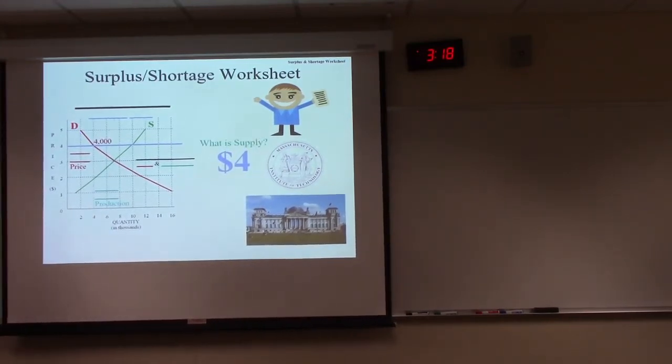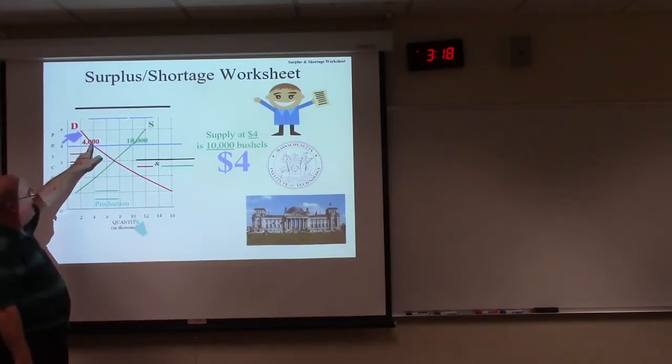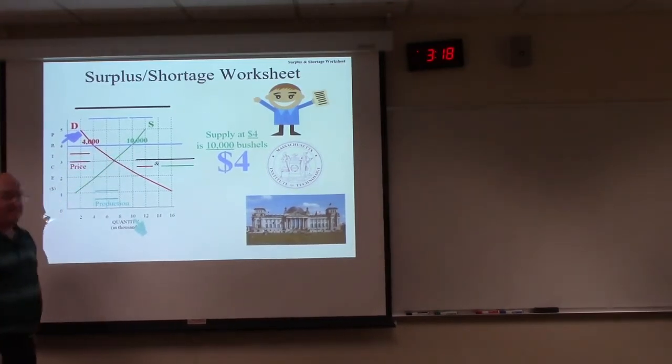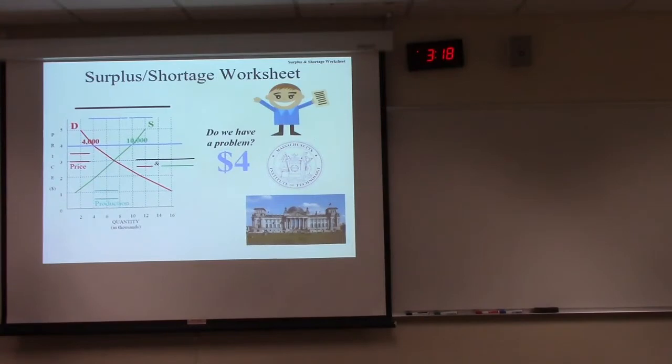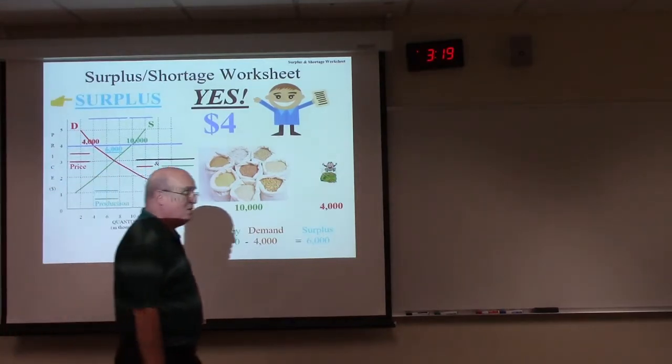Now the problem is at $4, the suppliers, the green curve, went ahead and made 10,000 bushels. Oh no. So we have people wanting to buy 4,000 at this price, and we made 10,000. Yeah, that's what it looks like. We're not going to get much money because we made a whole lot of corn. So what do we do? Well, first off, we know there's a problem.